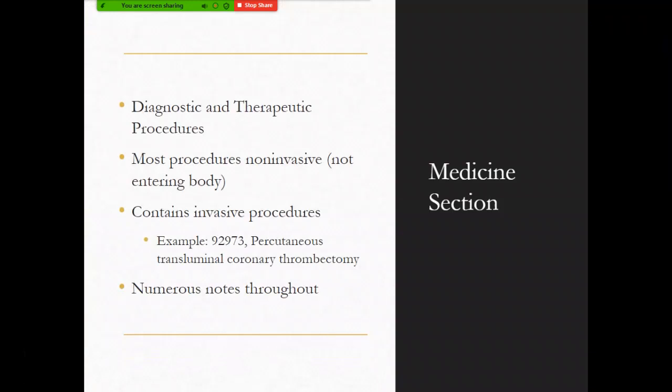The medicine section includes codes 90281 through 99607 and is used for coding diagnostic and therapeutic services that are generally non-invasive. Some invasive procedures such as cardiac catheterization and percutaneous thrombectomy are included in this section. The various subsections contain many specific notes to be used with certain groups of codes. These notes are important for coders to read so that they can code services appropriately.